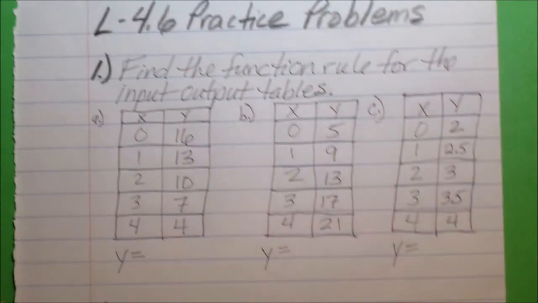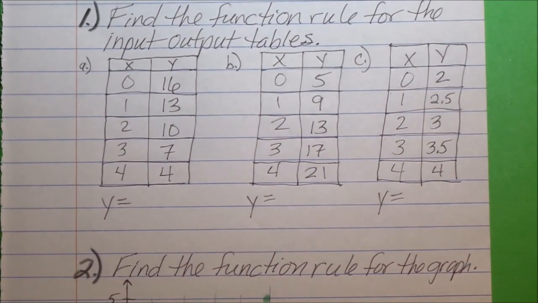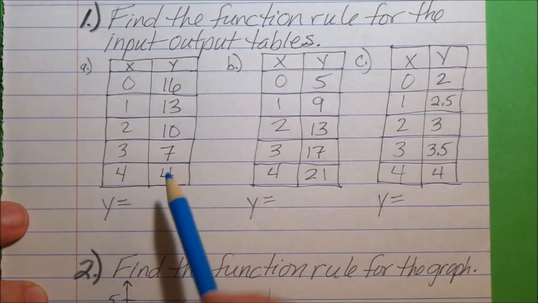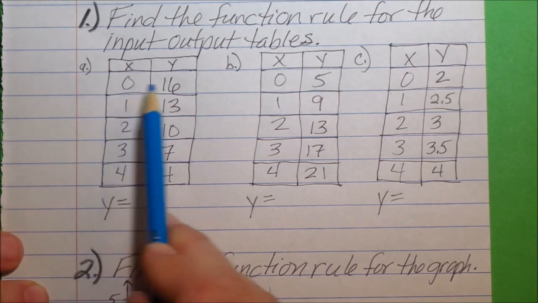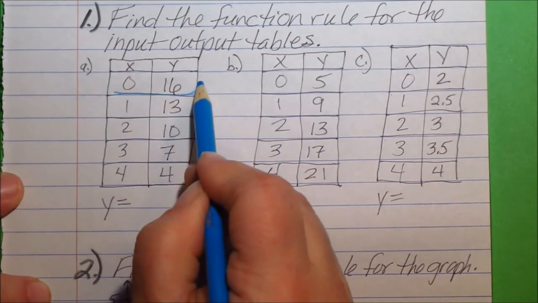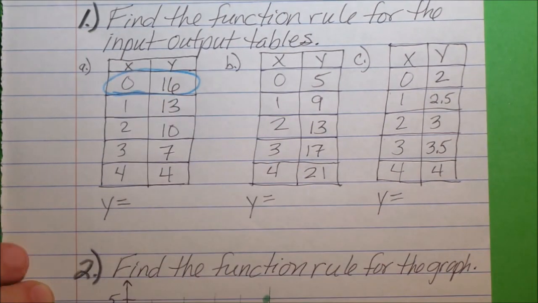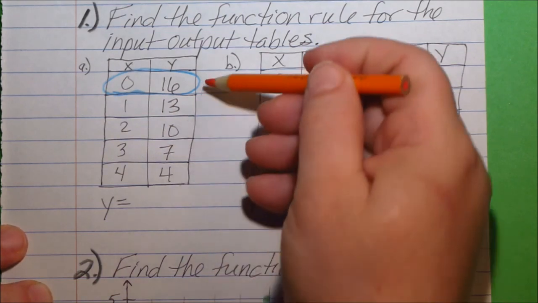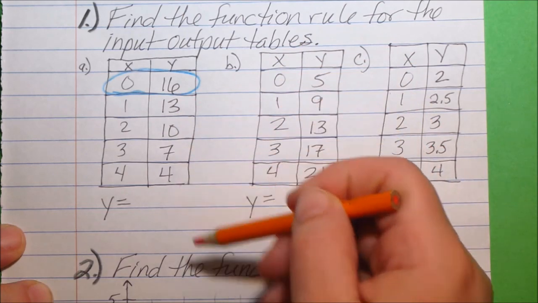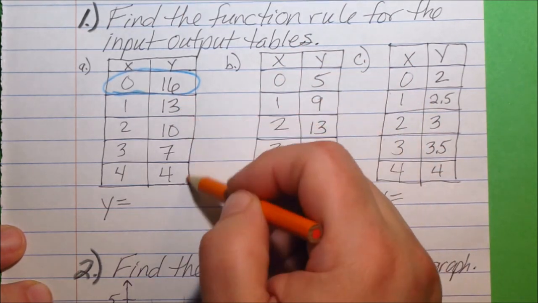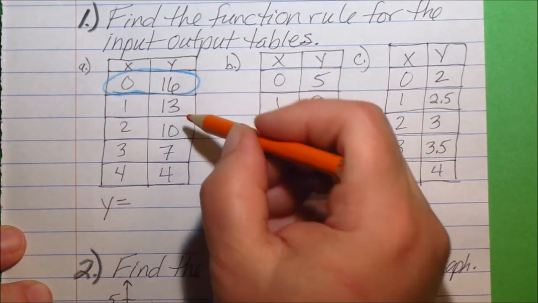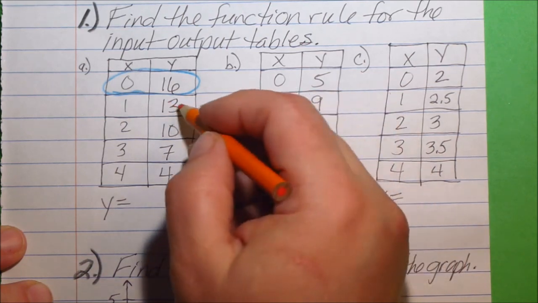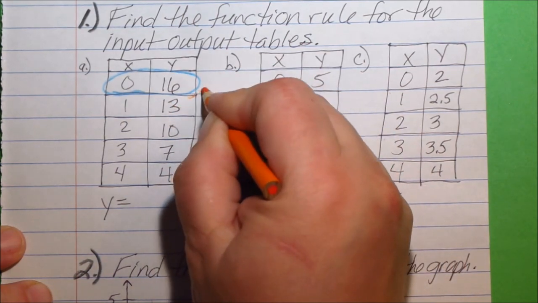Okay, so let's see how we do these. So the first thing I'm going to do is identify my start value. Well, where x is 0, y is the start value. So I'm going to circle that with my pencil here. And then the next thing I'm going to do is figure out how are my numbers changing in my y values. Well, they are decreasing, and it looks like from 16 to 13, that's a -3.